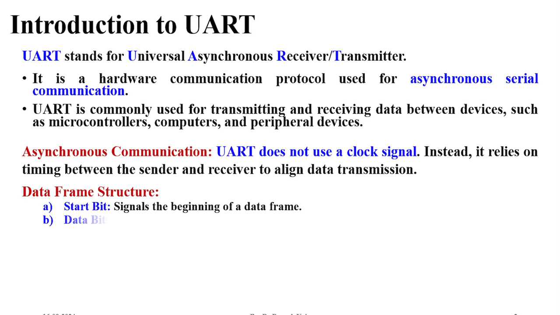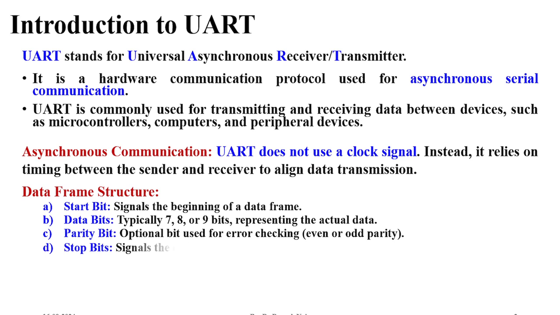Now let us talk about the data frame structure. In UART, generally the start bit starts the communication. Data bits can be 7, 8 or 9 bits long, representing the actual data. So depending on the configuration in UART, we can have a 7-bit, 8-bit or 9-bit message.